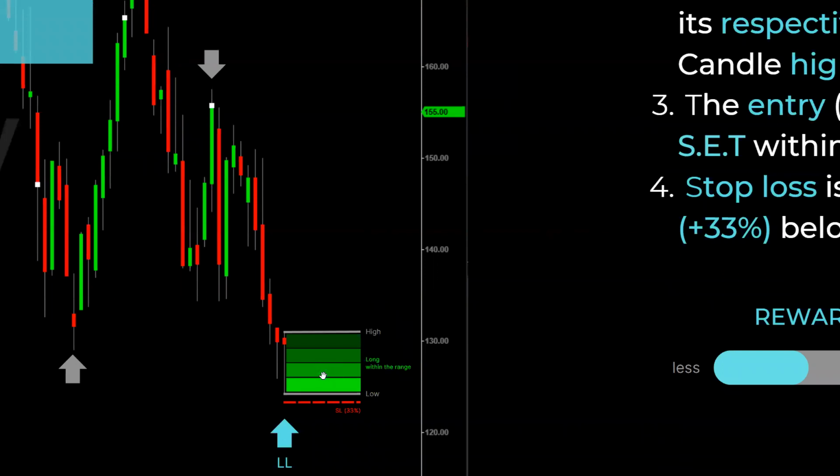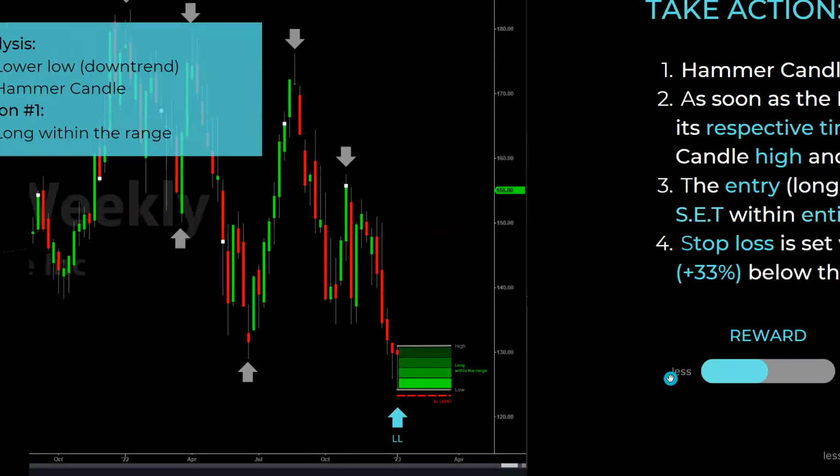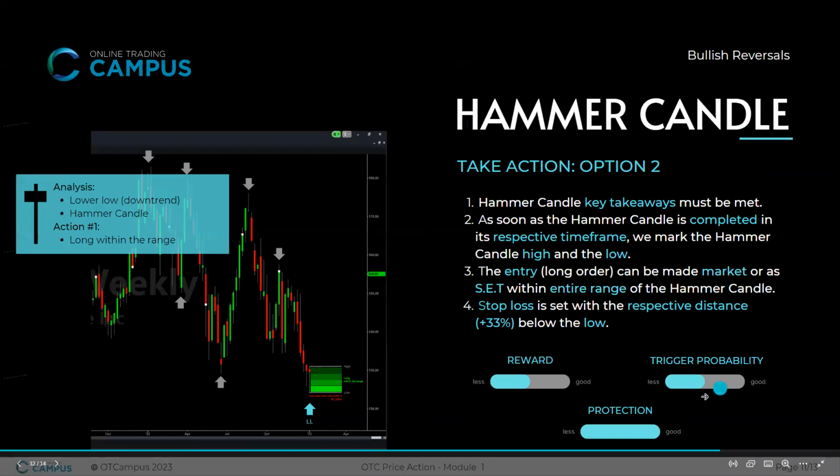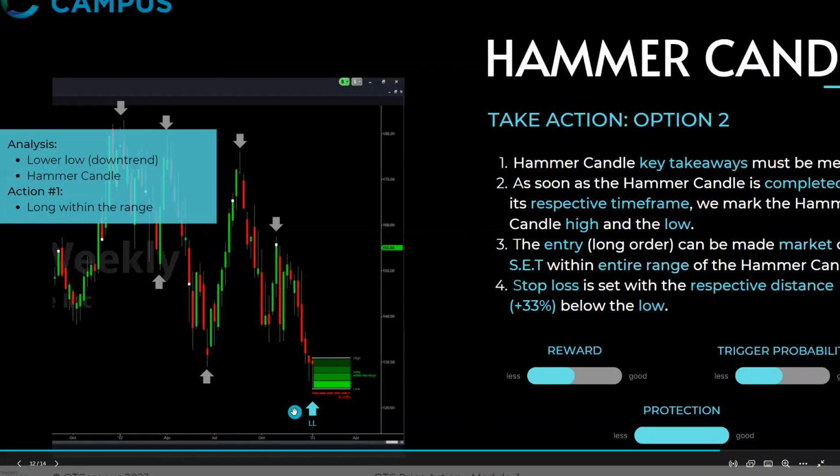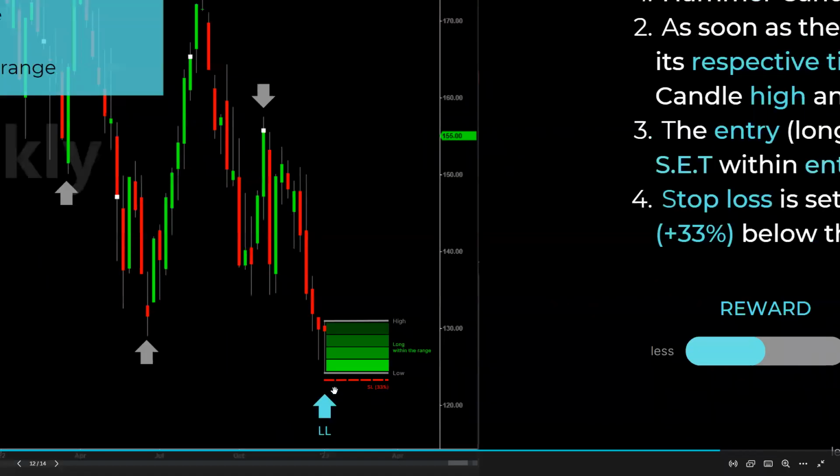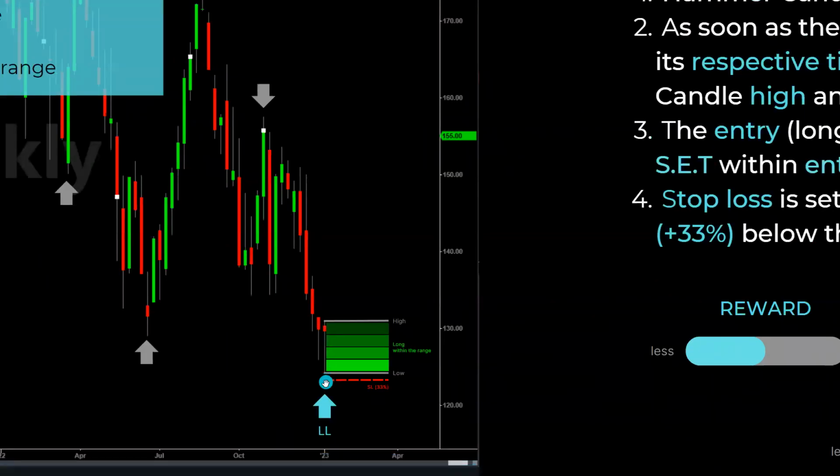Not right or wrong here, it depends on your trading strategy. If you want to increase your reward, then it's fine here, but you have to live with a probability of not being filled, okay? And then the protection, that means the stop loss again. It is good. Why? You have again the same stop loss as option 1. Your stop loss is below the hammer candle, right? You have the best of the best stop loss.